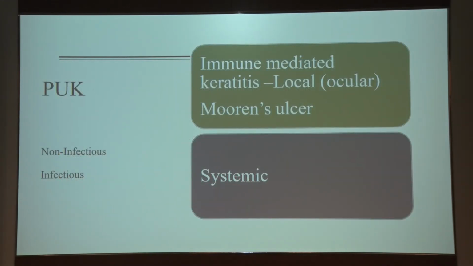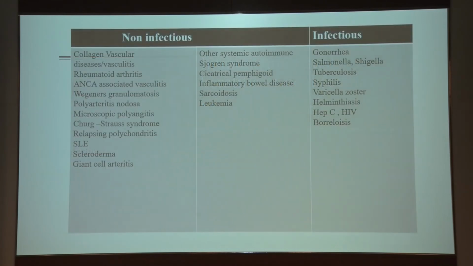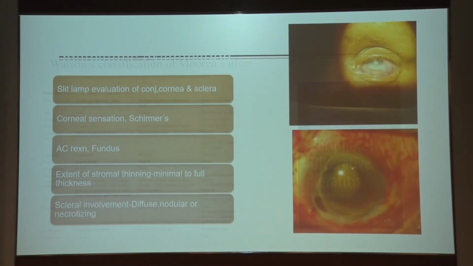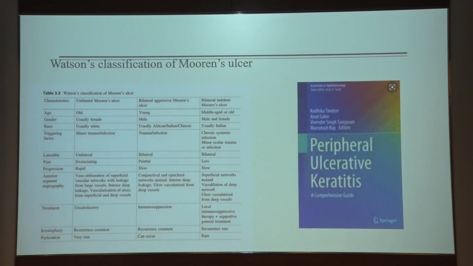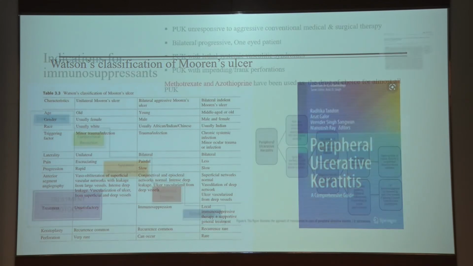So again, if there is no systemic cause, Mooren's is just a diagnosis of exclusion. If you rule out all of the other causes, then it can be Mooren's. You should know about the Watson's criteria for Mooren's ulcer, the bilateral aggressive Mooren's, the bilateral indolent Mooren's ulcer in old age. These talks are there on YouTube. That's what Arup sir said. It will be there in, I think, the editor proceedings. So instead of taking pictures, you can also see there.